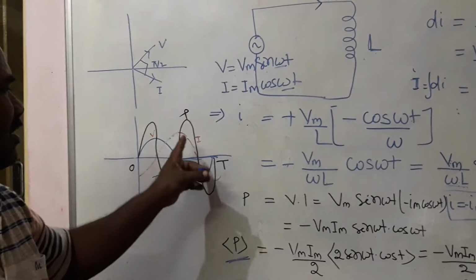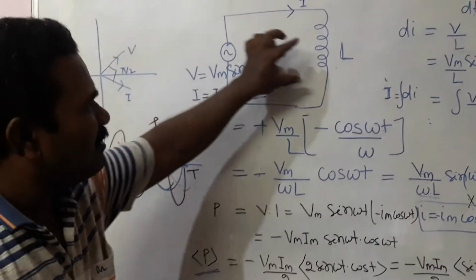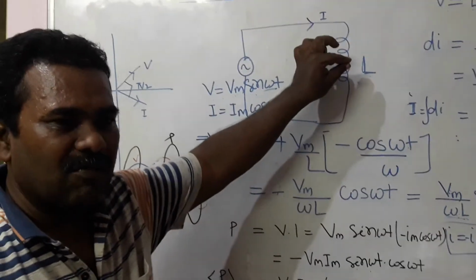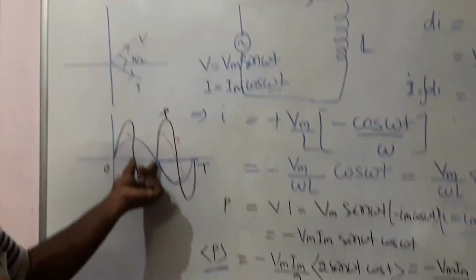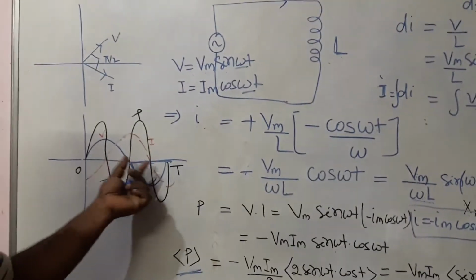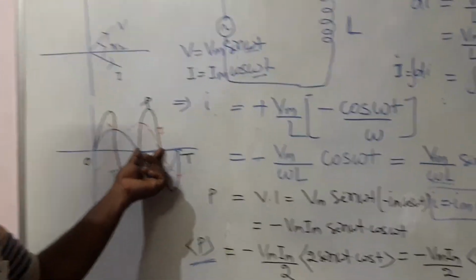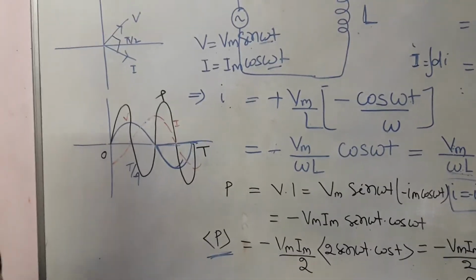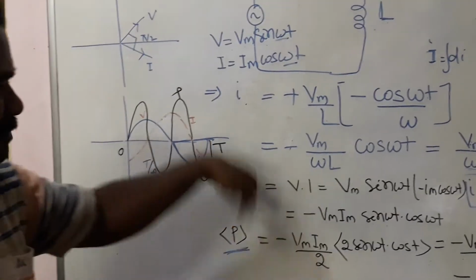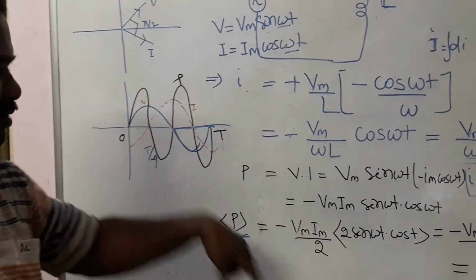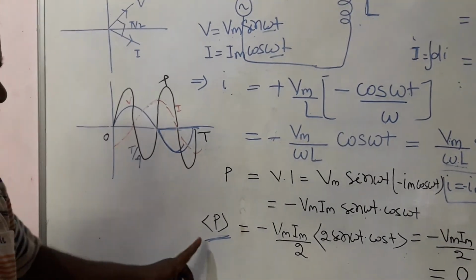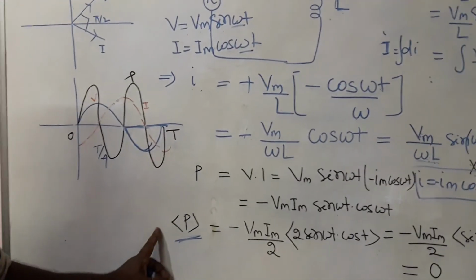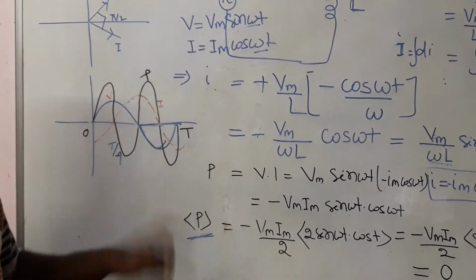So in an inductor, if it stores magnetic energy in the first quarter, in the next quarter it resupplies the energy. Similarly, in the third quarter it again stores magnetic energy, and in the fourth quarter it again resupplies the energy. So the average power consumed or average energy stored by it will be 0. So we can say a pure inductor is a wattless component.